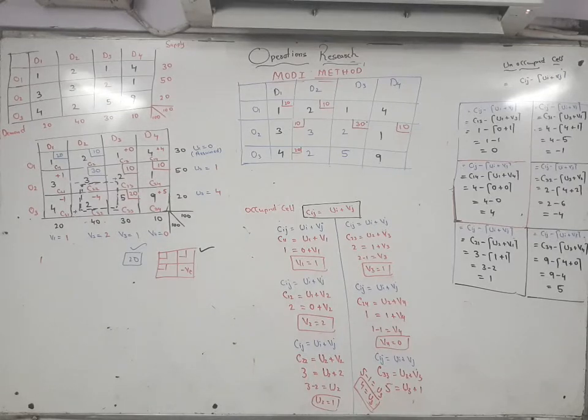So how many allocations did you get? Totally how many allocations did you get? You have to check that one. First one is the 20, 10, 30, 10, 10.